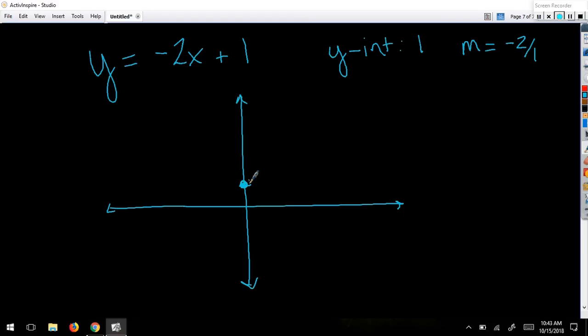Now you go down 2, and right 1. Always right, Zaya. Down 2 and right 1. You got it. And connect. That's it? I got this. Oh, okay, I get it.